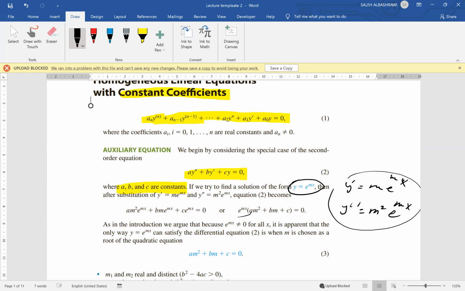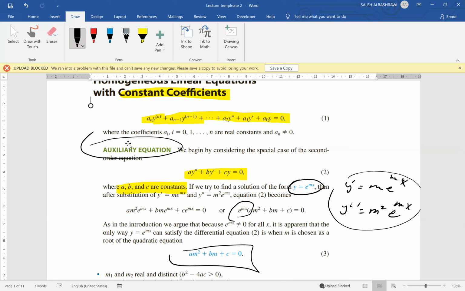We take e to the power mx as a common factor. Then we have the equation inside the bracket, which is am squared plus bm plus c equal to 0. We call this equation the auxiliary equation of the differential equation. Now this is a second degree equation, where my variable is m. We need to solve the equation for m, so we have two roots.